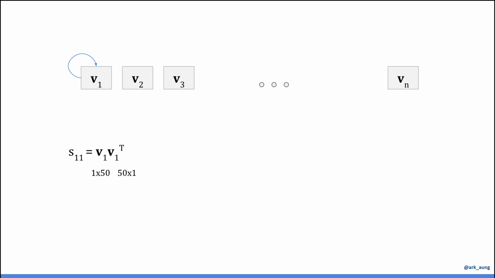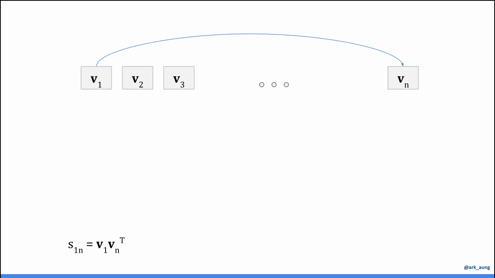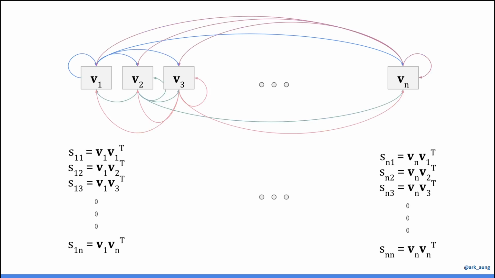So first we're going to find the dot product between vector v1 and itself. Vector v1 is 1 by 50, and we have to transpose vector v1, so it becomes 50 by 1. If you do a dot product, you have this dimensionality agreement, and you're going to have a single number, 1 by 1, a scalar essentially. And that is a score. We're going to do the same for vectors v1 and v2, v1 and v3, and so on. We're going to do it for every pair possible. So we're going to have something like this.